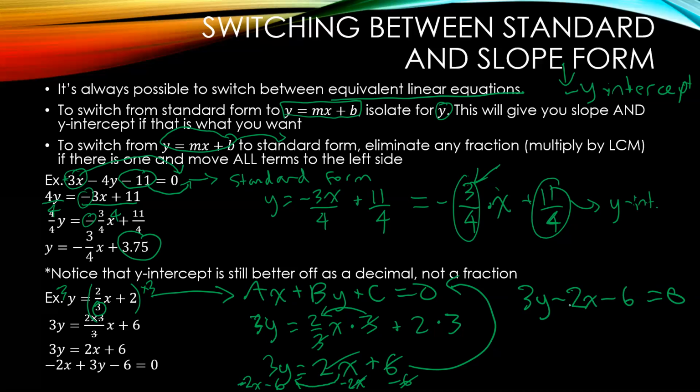Now keep in mind that I decided to just switch the order around a little bit. I normally like to put the variables in alphabetical order in standard notation. So we're going to put negative 2x first and then 3y next. And then we have negative 6. So we normally put it in that order, right? The x term goes first, then the y term, and then the constant by itself. And that's our standard form.